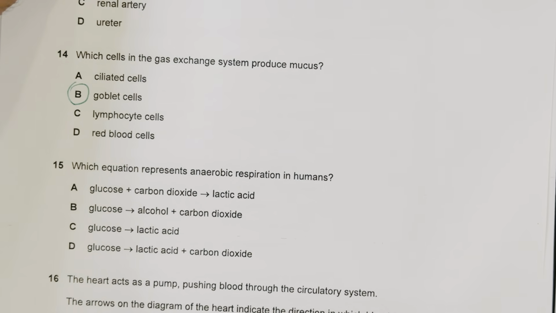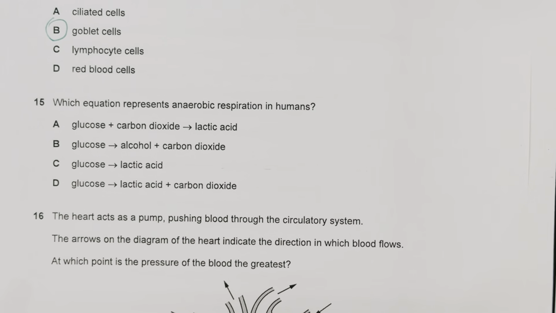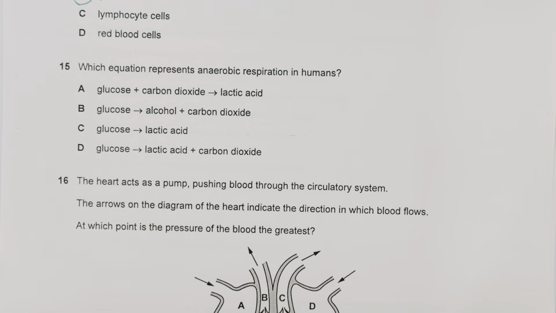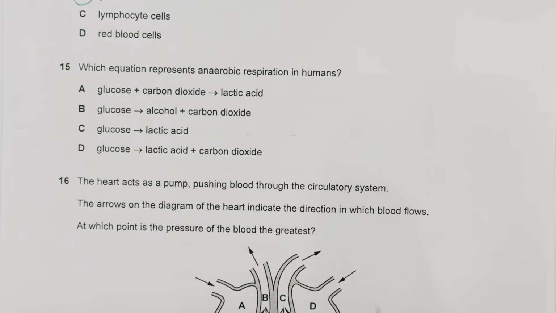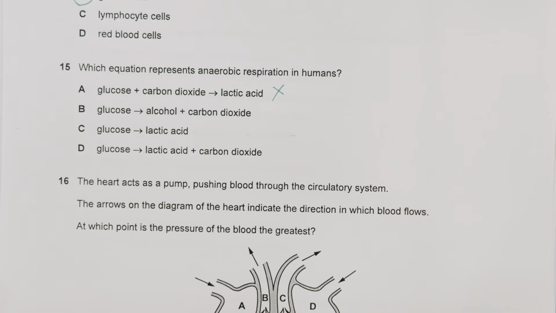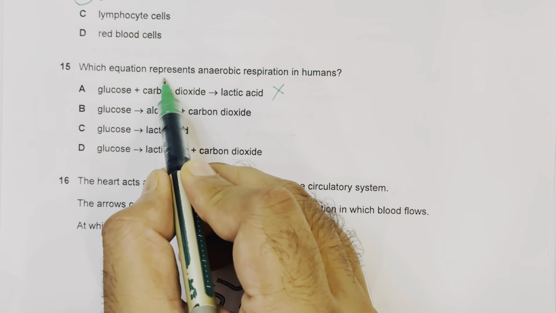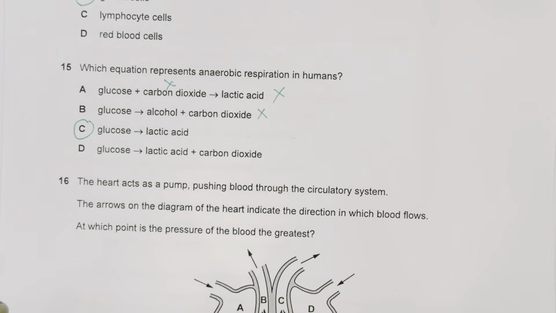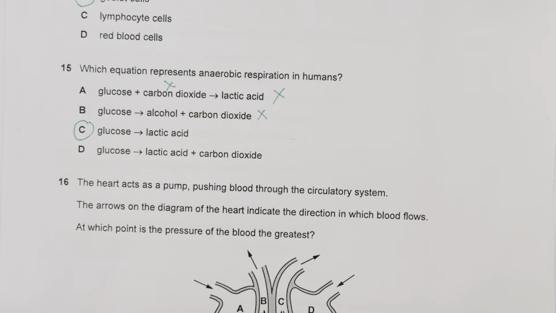Which equation represent anaerobic respiration in human? Anaerobic respiration happens without oxygen. So glucose plus carbon dioxide gives lactic acid. No, though it produces lactic acid, but this reaction over carbon dioxide is not here. Glucose would give you alcohol plus carbon. Again, this is wrong. Option number C, glucose will give you lactic acid. Yes, this is the right for anaerobic respiration in human.